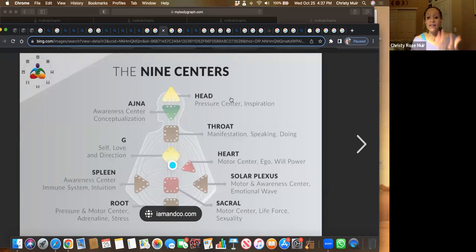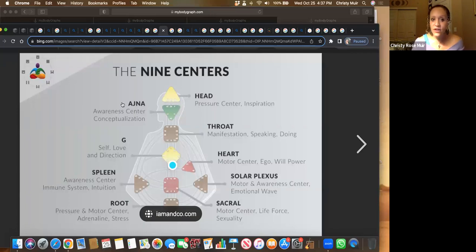So the head center is a pressure center that's all about inspiration. You'll see that there are 3 numbers, 3 gates, 3 archetypes of inspiration energy that the human being is operating with at this point in time, at least according to this system.